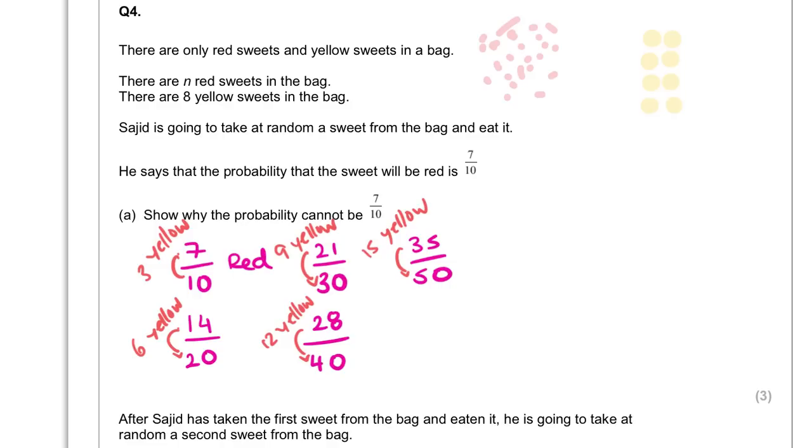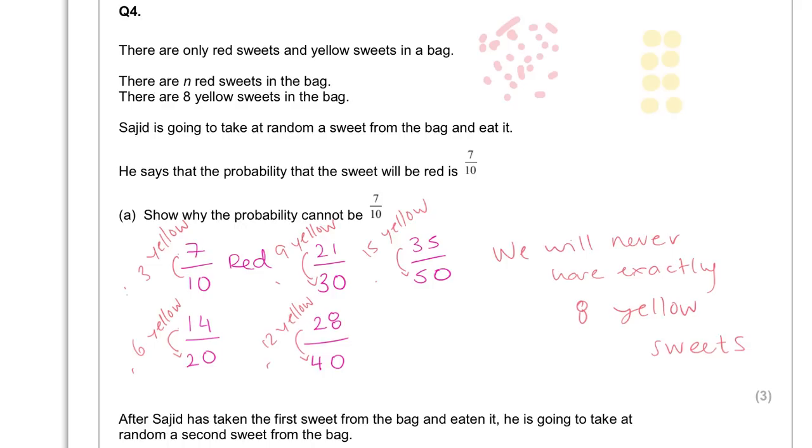What we notice now is no matter what we change our probability to, the equivalent fractions, are we ever going to be able to get 8 yellow sweets? No. Okay. So we will never, because now it's going to keep increasing, isn't it? You can see it's increasing 3 to 6 to 9 to 12 to 15. And there are exactly 8 yellow sweets. So we will never have exactly 8 yellow sweets. Okay?